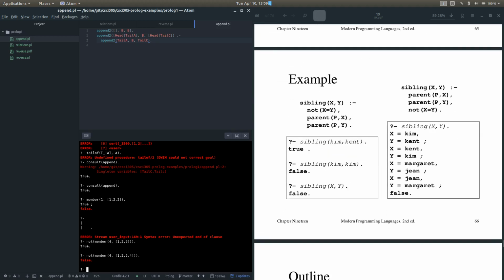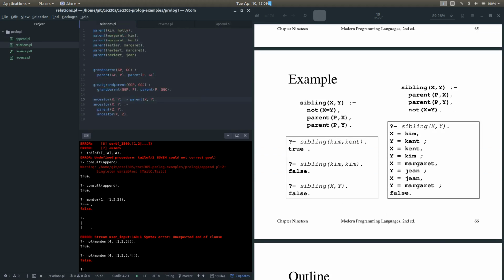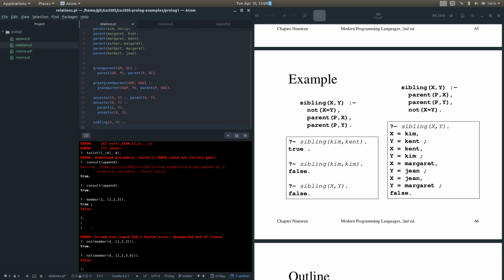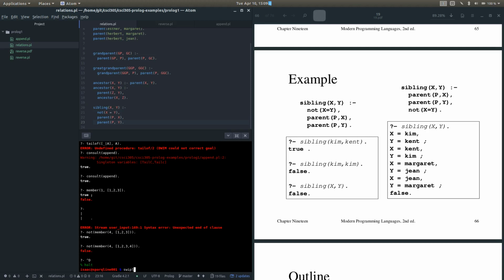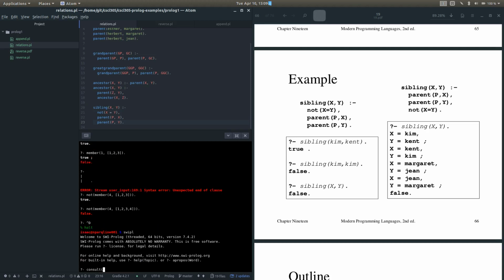So we can run an example, right? If we go back to our relations database, we can create sibling. So we say sibling(X, Y) if not X equals Y, and parent(P, X) and parent(P, Y). So if we did this in this form, and we load it up, actually I'm going to kill this, rerun this, consult, and we say relations.